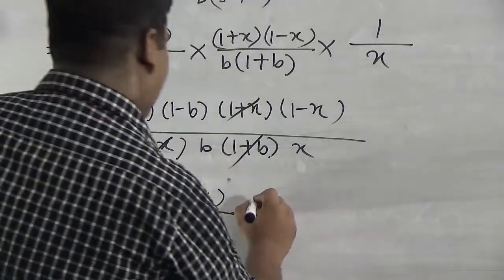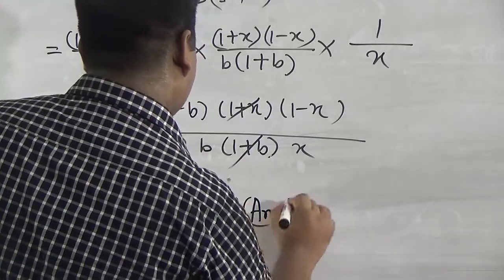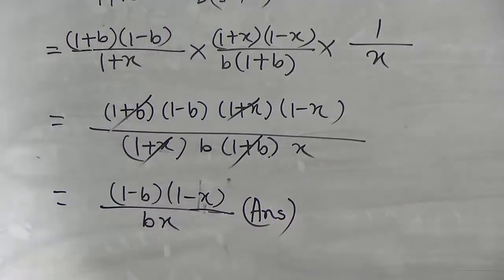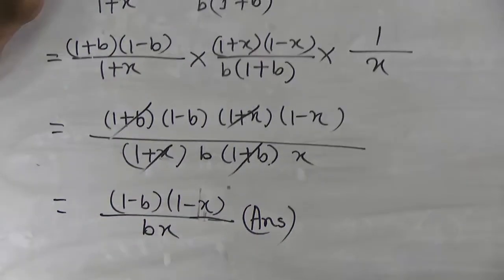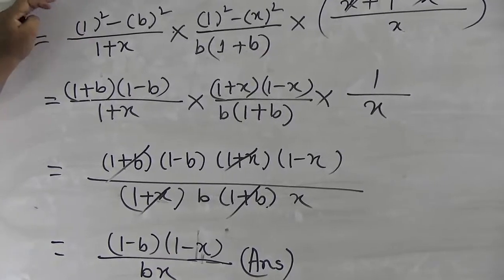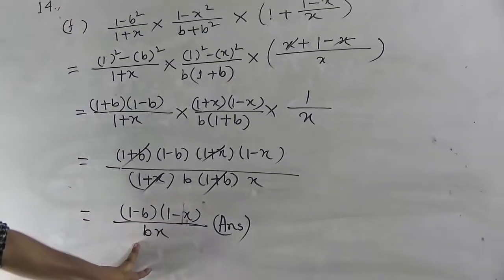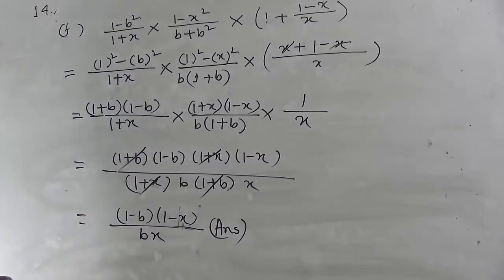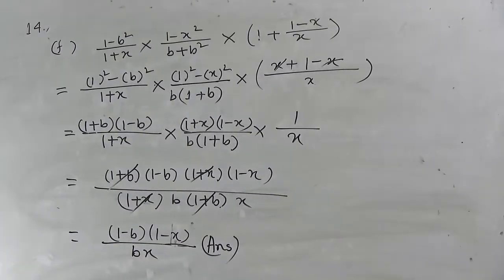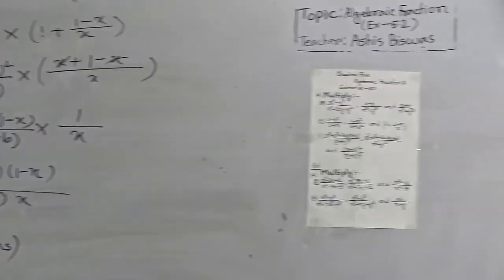So you must write answer. I hope you have understood question number F. Question number F, and the answer of question number F is 1 minus b into 1 minus x divided by bx. Now we shall solve question number I, and now I erase question number F.